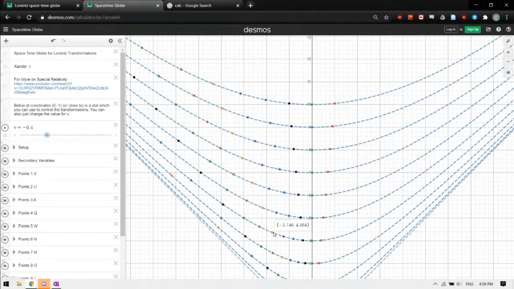Does anyone notice this? Just look at the y coordinate of the point that I've picked out. An event that to me happens when my clock strikes 4, to someone else happens at 4.3. This is essentially what you may have seen in the literature or when you're learning for the first time. This is what time dilation essentially is: different observers disagree on when certain events occur. Okay, so I want to go back now and let's work on the math.